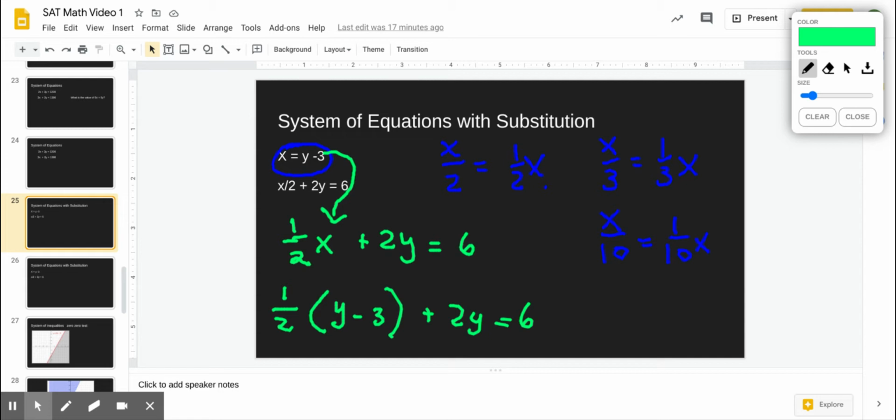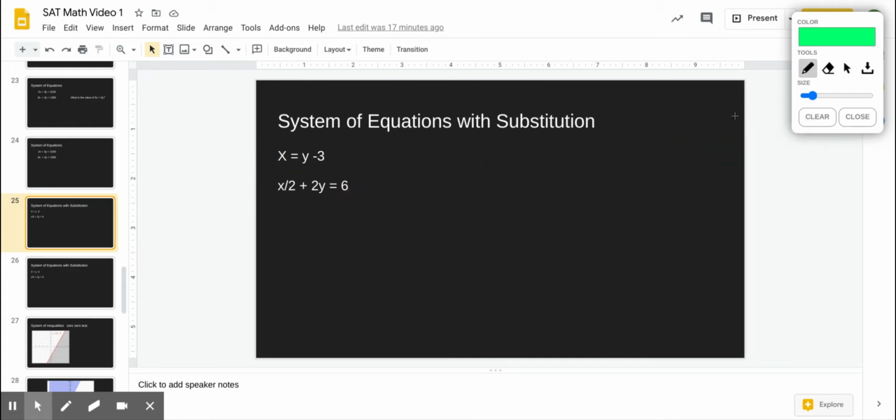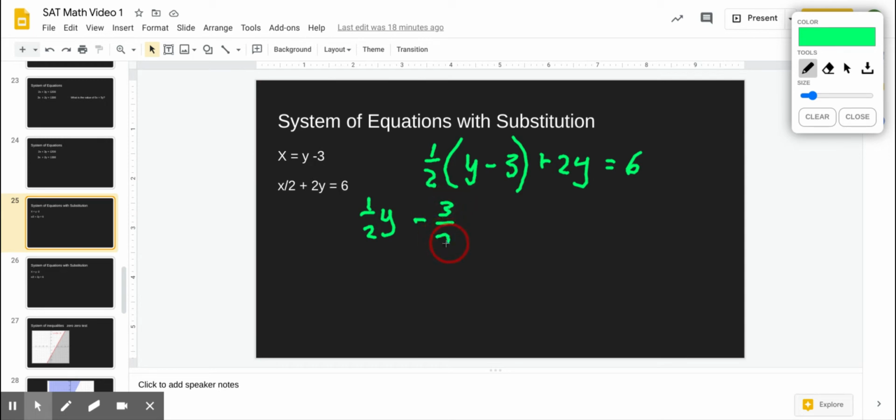before I erase it. Okay, so let's clear this out. So we know, give some room here, clear that out there. So we know we have half x, half y minus 3, because that's what x was, plus 2y equals 6. And then we can just distribute it in. So we're going to have 1/2 times y is half y, right? And then 1/2 times 3 is 3 over 2, plus 2y, because we're distributing here, equals 6.